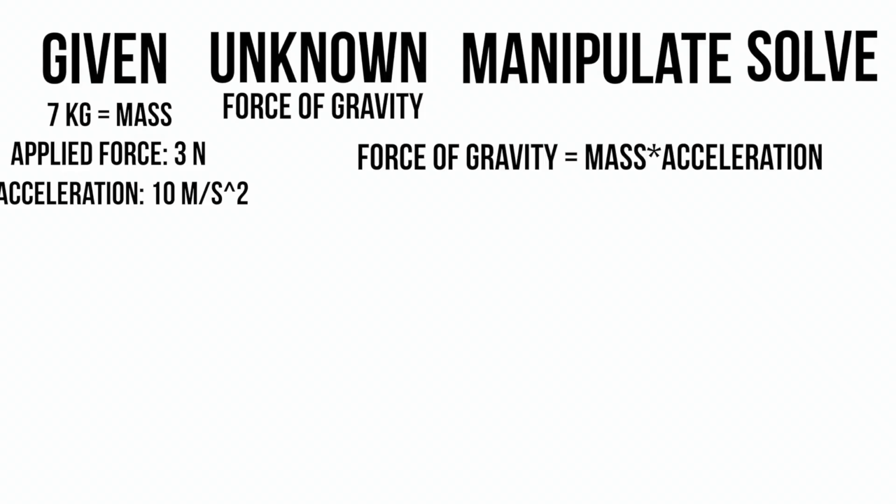To find the force of gravity, we want to multiply these two variables together. Therefore, we know that the force of gravity is equal to 70 newtons because 7 times 10 equals 70. We're also asked to find the force of friction. This may seem confusing at first, but we need to be very careful with this question.